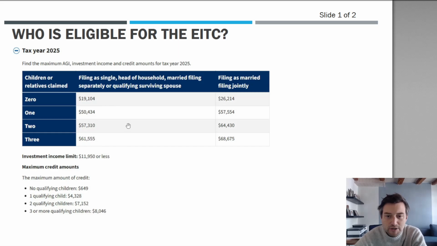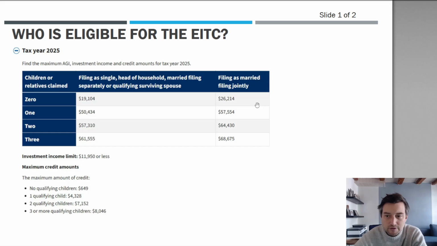So this is a screenshot, an excerpt from the IRS website, which is pretty helpful. It just summarizes at a very high level, based on what your filing status is, your income, and how many children you have, what could be your credit amount. So the first thing you need to figure out is what's your filing status. So on this middle column here, if you're single, head of household, married filing separate, or qualifying surviving spouse, if that's your filing status, these are the maximum AGI amounts that you can have before the credit is eliminated.